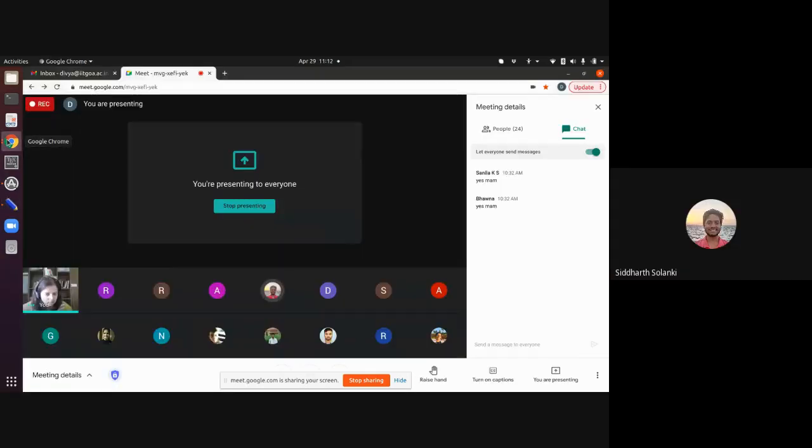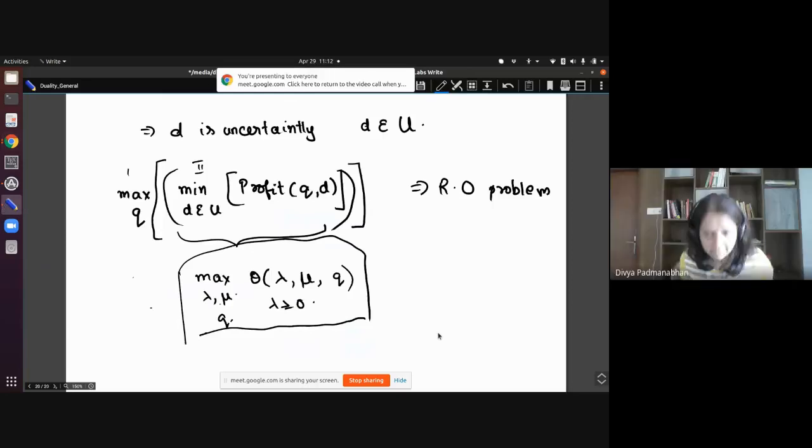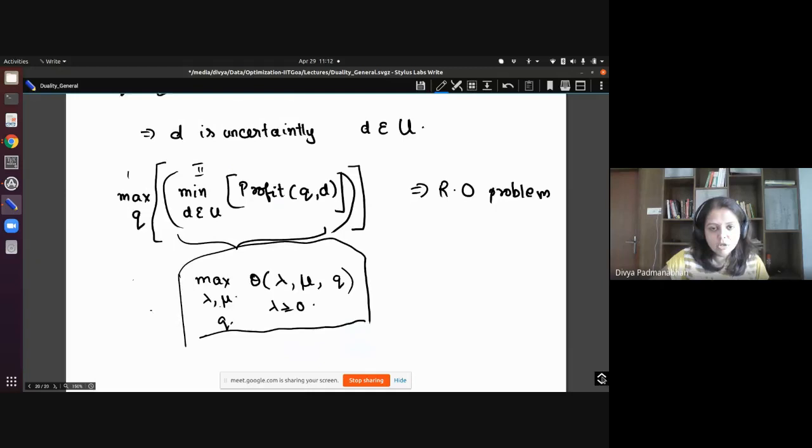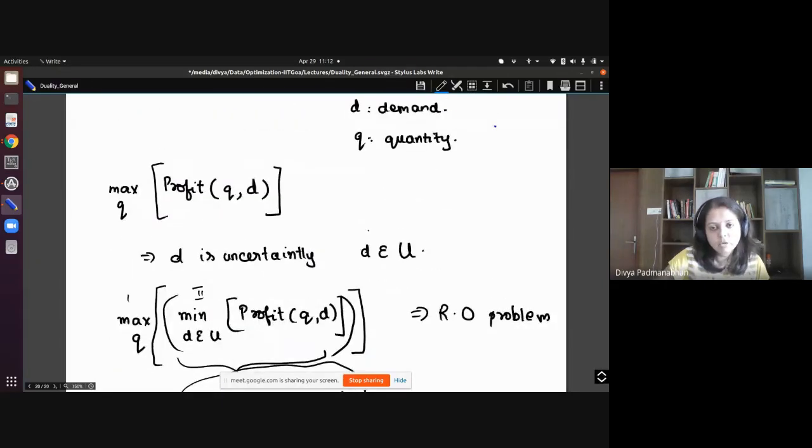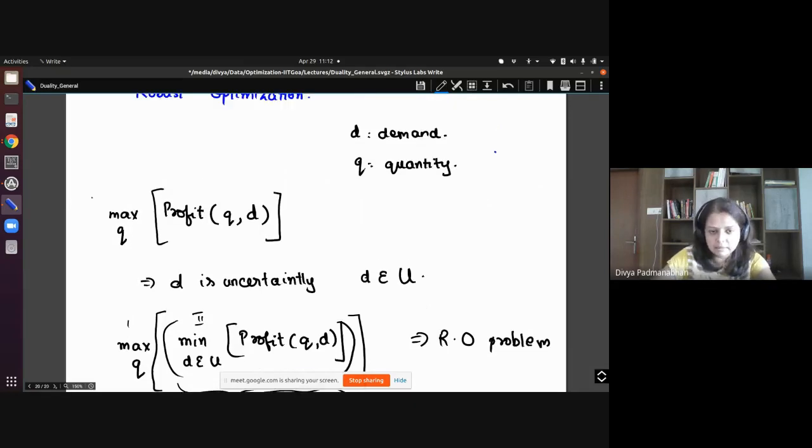Yes, ma'am. And ma'am, why do we call it robust? Yeah, good question. You remember, when we started off this problem, you assumed that the demand is known, and the base problem is something like this. So when there's no uncertainty, this is the problem you want to solve.